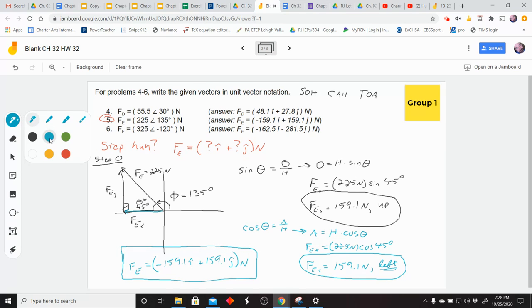So now we have that one. Do we solve for the right thing? Do we write it the right way with the right notation? Do we give it the right units? Yeah, so minus 159.1 i hat plus 159.1 j hat in newtons, so that's all good. So we're happy with that. Hopefully you found that helpful.